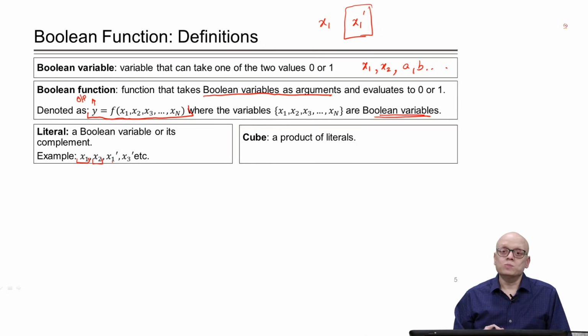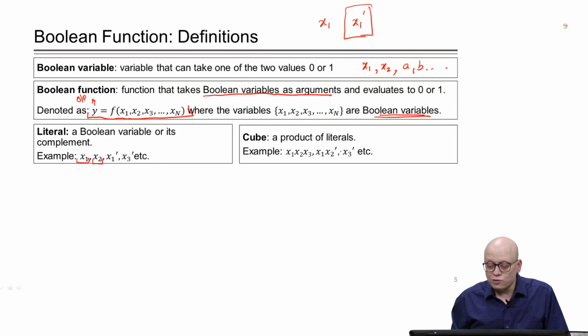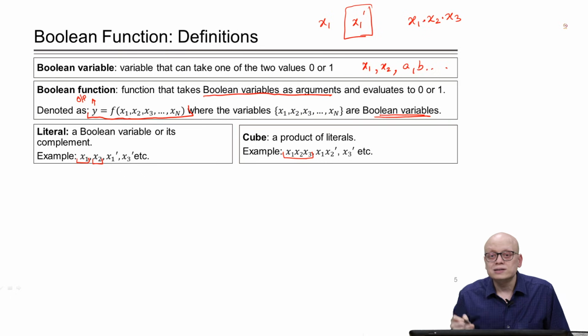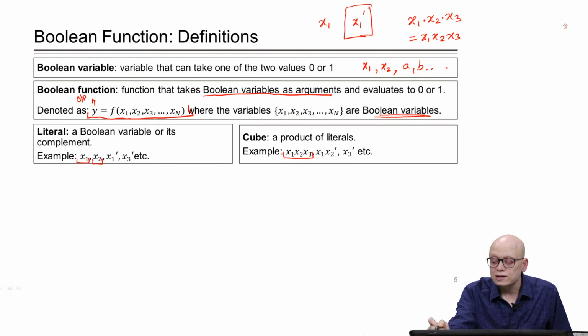Now, what is a cube? A cube is a product of literals. Product meaning the AND operation, where if we do the AND operation of various literals, we get a cube. For example, x1 x2 x3 is a cube. So, x1 x2 x3 is basically x1 dot x2 dot x3, where dot represents the AND operation, and in short form we write it as x1 x2 x3, and it is a cube.